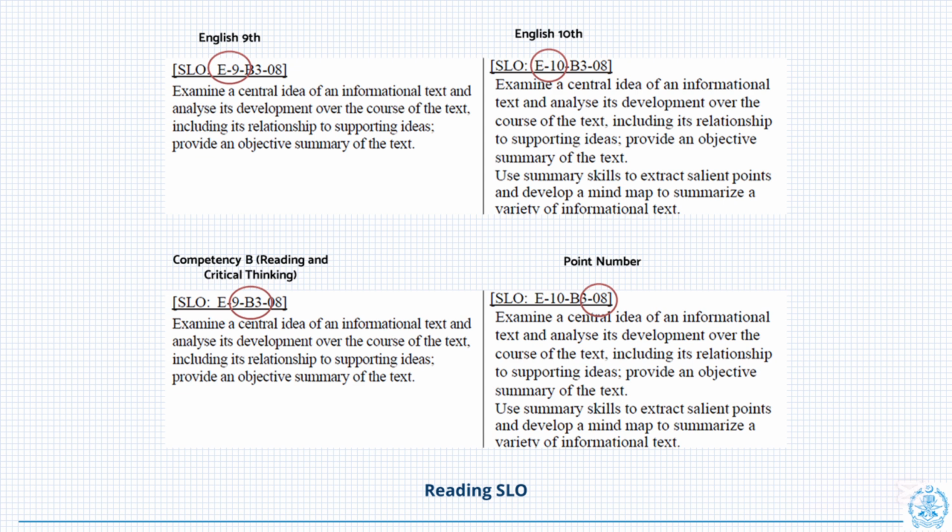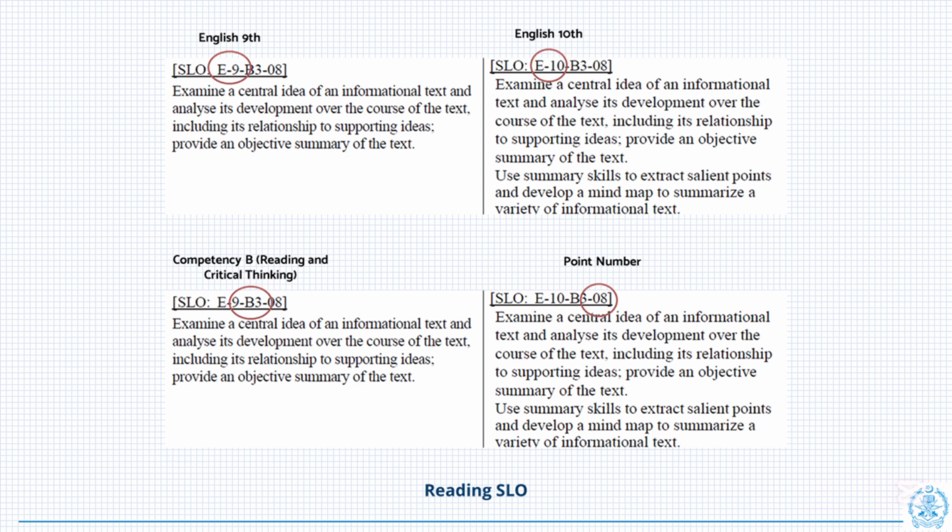This slide explains how to interpret the structure of the student learning outcomes and what each part of the SLO code represents. The first part, E9, stands for English for grade 9th. Similarly, E10 represents English for grade 10th. In the same way, E11 and E12 represent English for first year and English for second year, respectively.